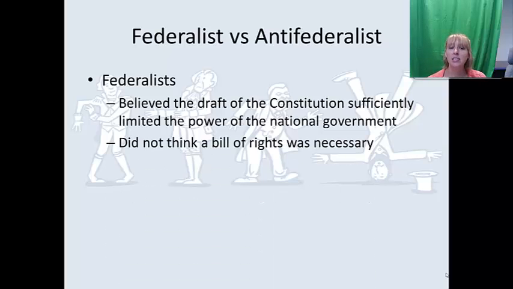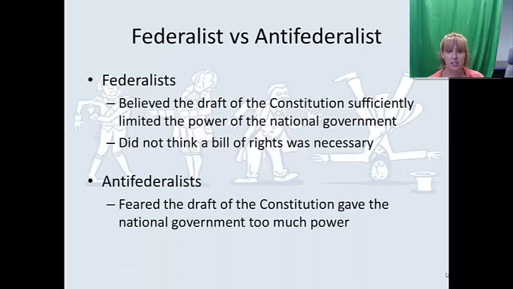They also didn't think a Bill of Rights was necessary. They considered that the purview of the states, that the Constitution as it was written clearly didn't delineate that a national government had the right to interfere with individual citizens in the way that Anti-Federalists were concerned it would.